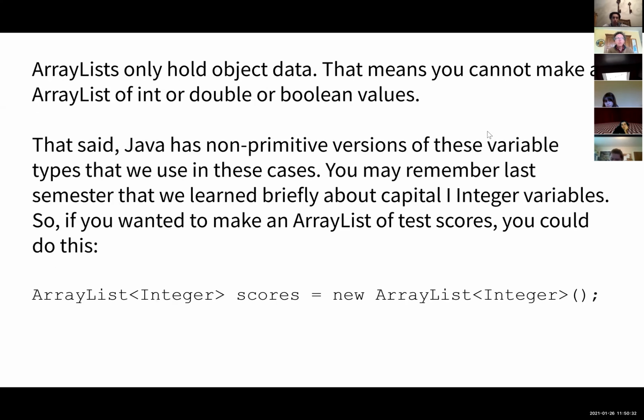So array lists only hold object data. That means you can't make an array list with an int or a double or a boolean. Those are, remember, called primitive variable types.